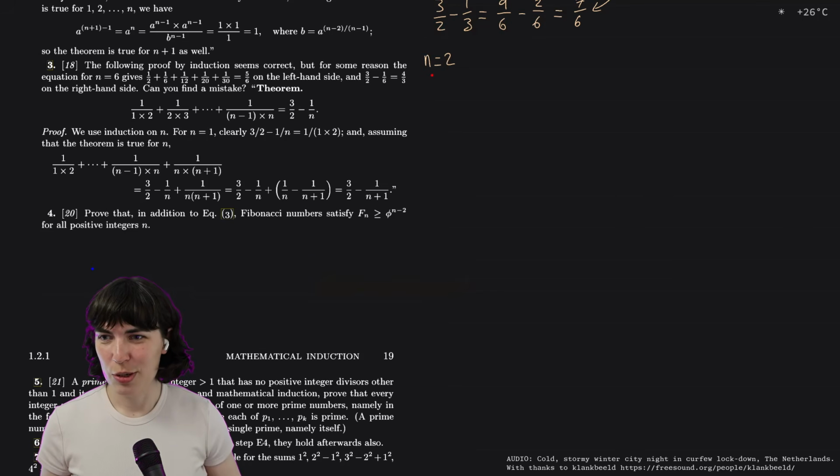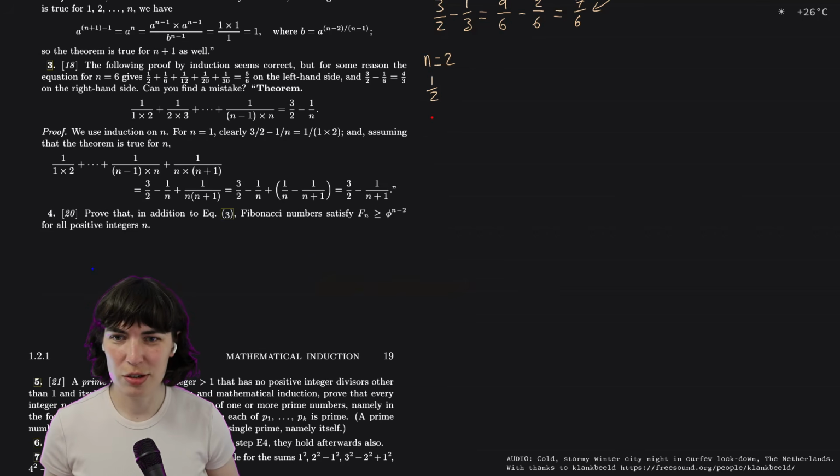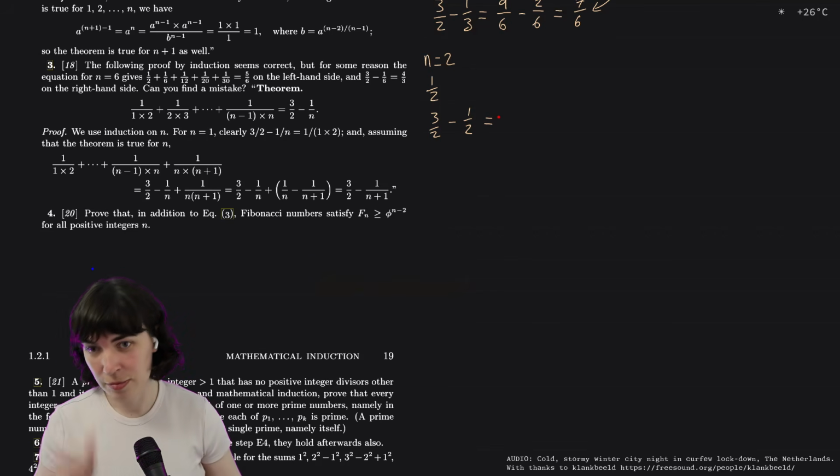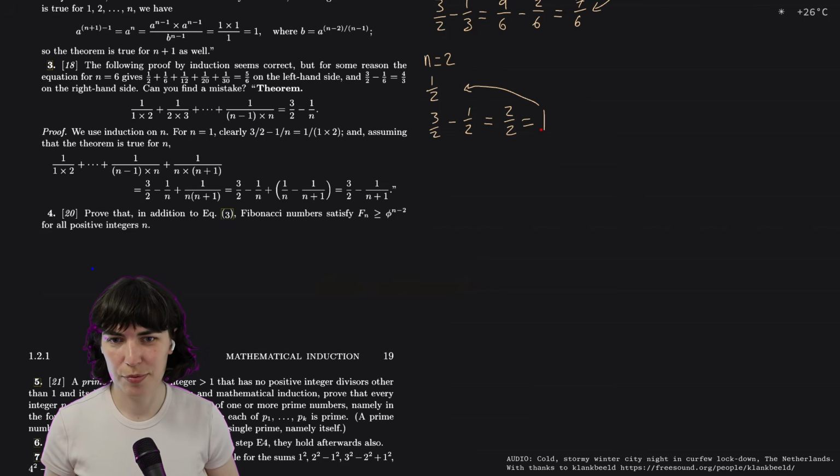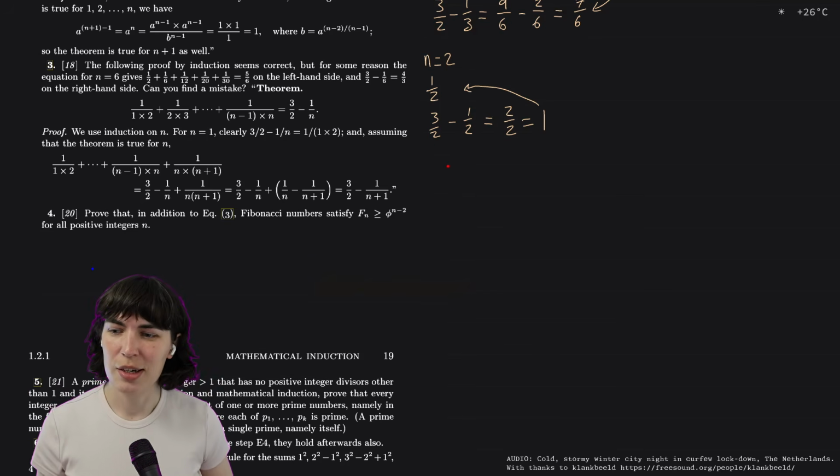Okay, so with this one, we've got 1/2. Of course, and then we've got 3/2 minus 1/2 is 2/2, which is just 1. Obviously not the same as 1/2. Okay, so it doesn't work for any value of n that we've tried so far.